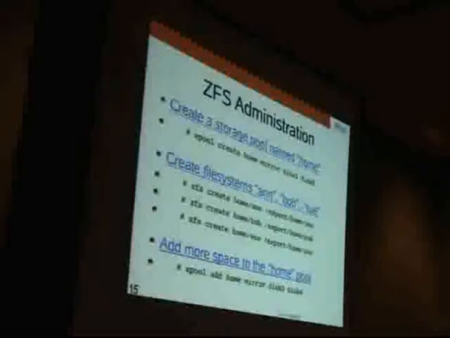There are basically two commands. There's the zpool command, which manages your pools, and there's the zfs command, which manages your ZFS file systems. So we create the pool called home, we're mirroring it with two disks which we name, and then we create three file systems, and we give them a mount point. And then finally we decide we want to add more space to the home pool, so we just say zpool add home another mirror with a couple more disks, and you're done. It's that simple.